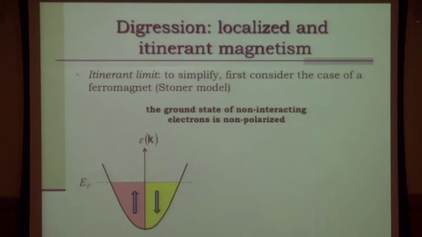So how do you understand the Stoner model? Let's just remember the free electron gas. What is the ground state of a free electron gas? Metal. Sure, but how do I describe this metal? What is the main property of the free electron gas? This is a Fermi surface, right?